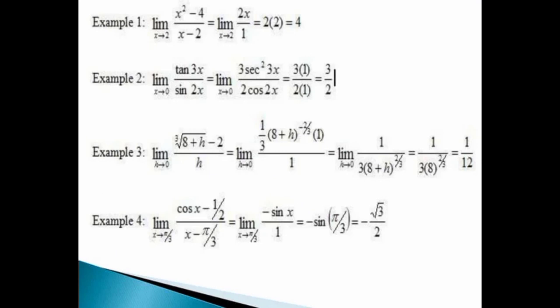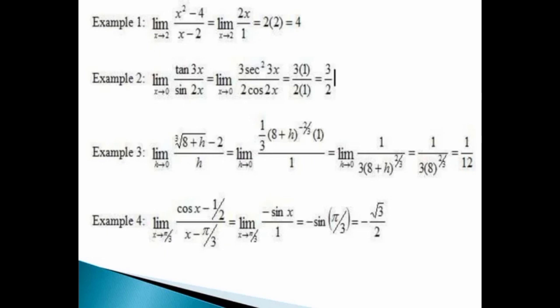So, for example, the limit of x squared minus 4 over x minus 2, where x approaches 2. So, the limit of 2x all over 1, where x approaches 2, so 2 times 2 is equal to 4, which is the answer, not indeterminate.